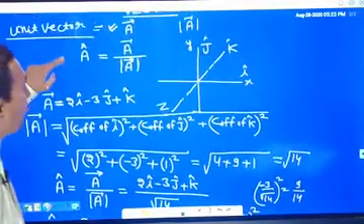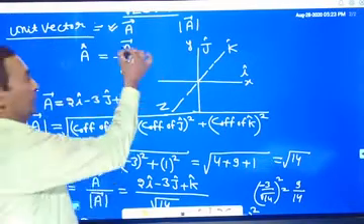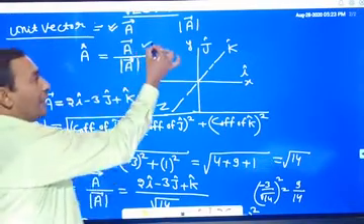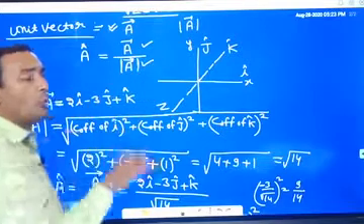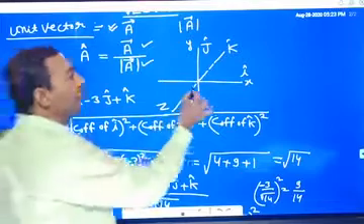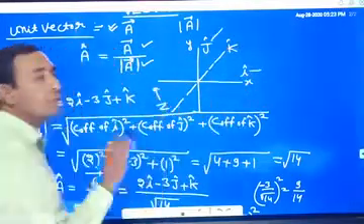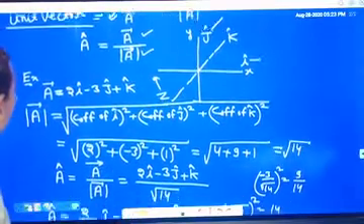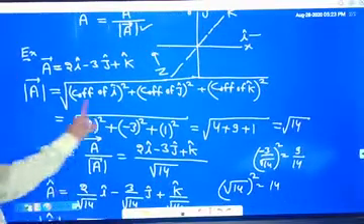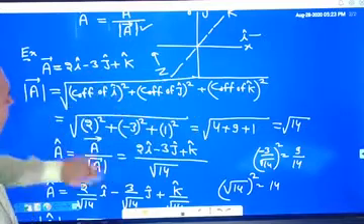So how do we find the unit vector of any given vector? The ratio of the vector divided by the magnitude of that vector is called the unit vector. And the unit vector in the x direction is i cap, in the y direction is j cap, and in the z direction is k cap. How can we find the magnitude of any given vector? By this formula. We have to learn this formula and use it directly.